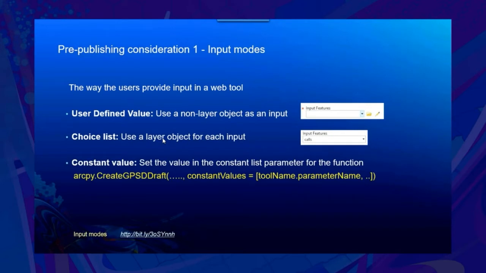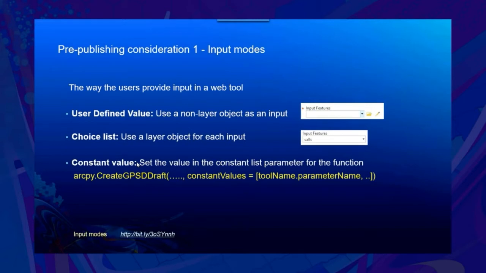So if you want to design your input as a choice list, make sure to use layer objects for your input. The last one is constant value. Sometimes you do not want to expose the parameter, and you want to make sure this parameter is constant.